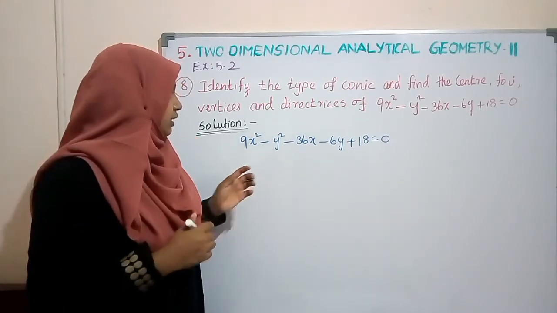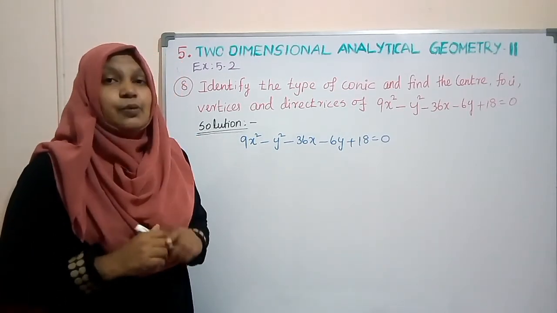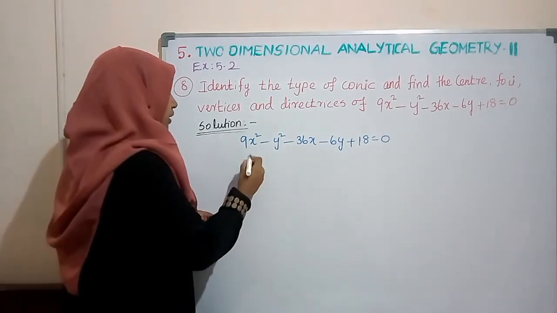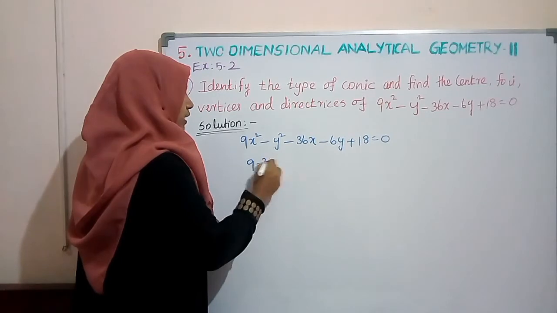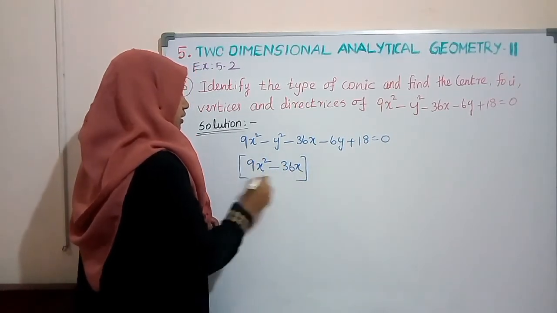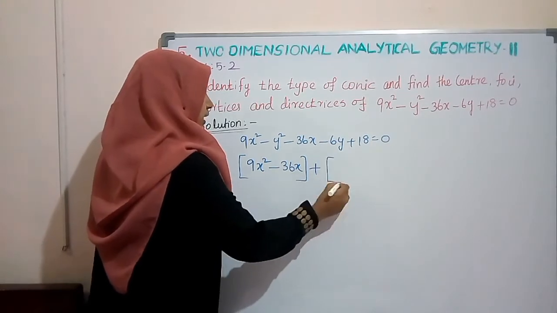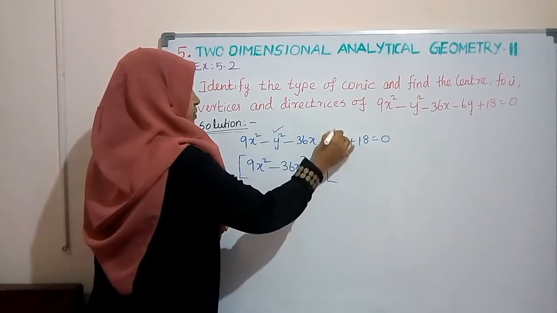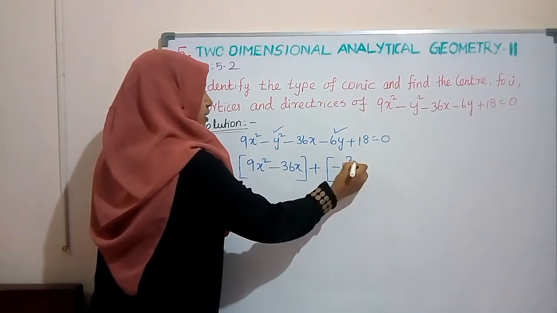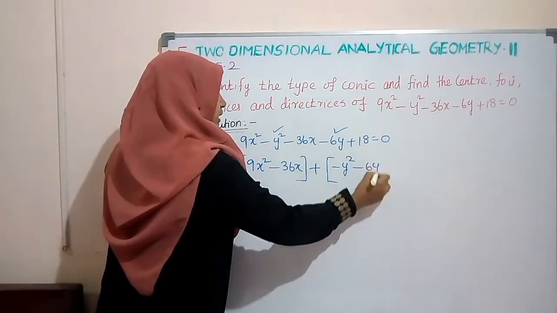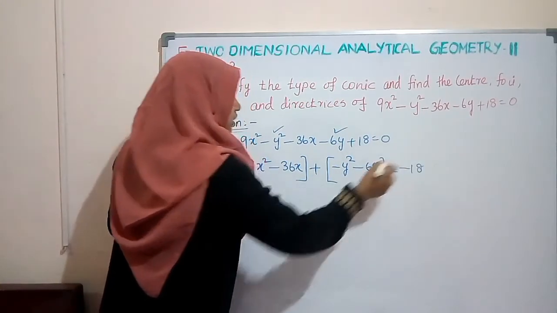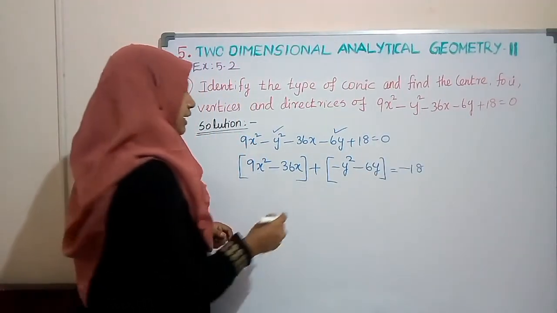Like that we can first collect x square and x term separately and y square and y term separately. So we can take 9x square minus 36x together and plus the remaining term y minus y square and minus 6y. So consider including this minus sign, minus y square minus 6y is equal to, take the constant to the right side. It is minus 18.